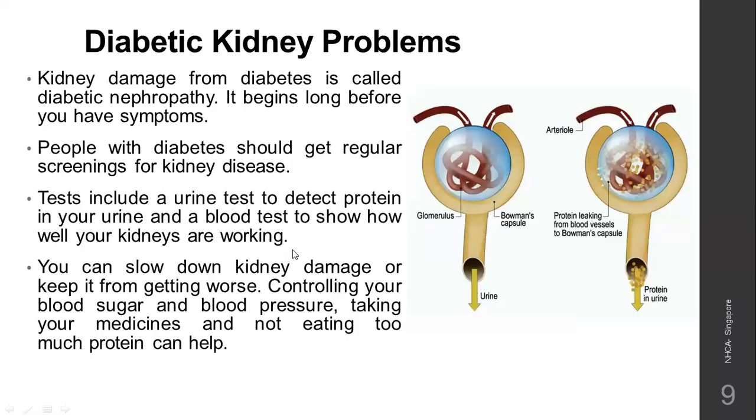Next, we have diabetic kidney problems or diabetic nephropathy. Both the names are correct. So kidney damage from diabetes is called diabetic nephropathy. It begins long before you have symptoms.